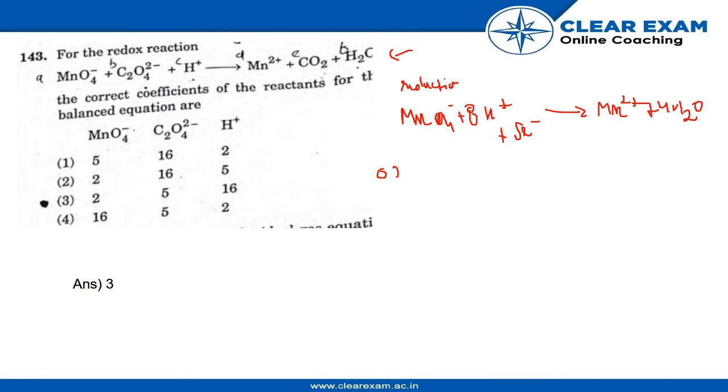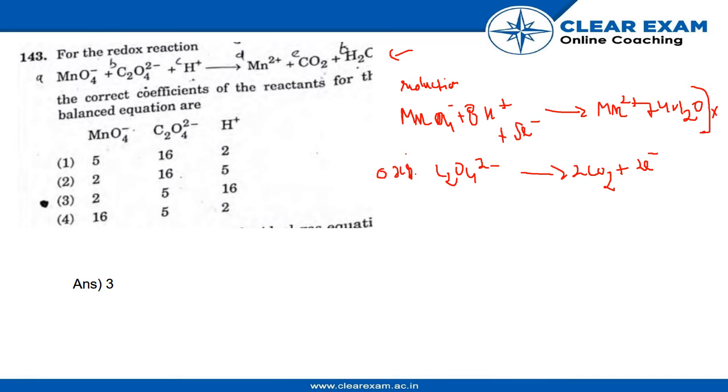And for the oxidation, it would be C2O4 2 minus, that gives 2 CO2 plus 2 electrons for the balancing.